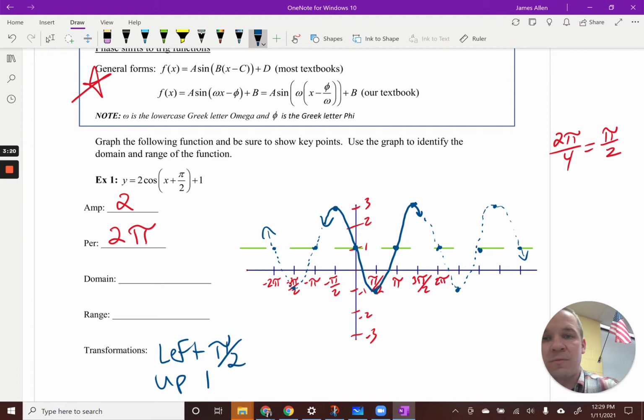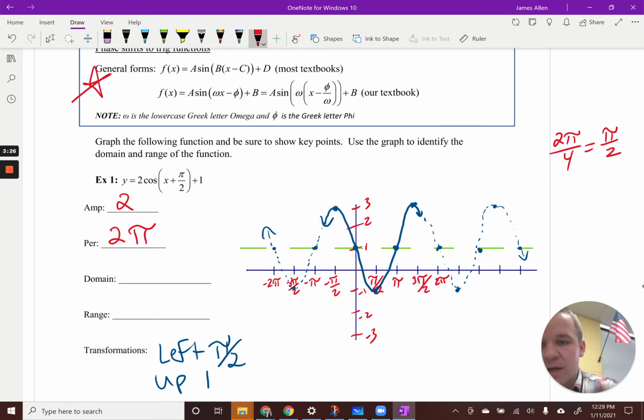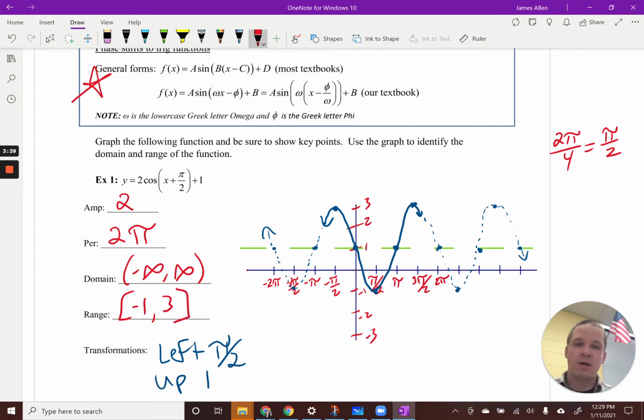Domain. Let's get into our domain now. Enough with the graph. My domain is all real numbers, so we could say from negative infinity to infinity. My range: the lowest it gets is -1, and the highest it gets is 3. So from -1, including it, to 3. There we are. First one out of the way, shifted to the left. Not too bad at all.